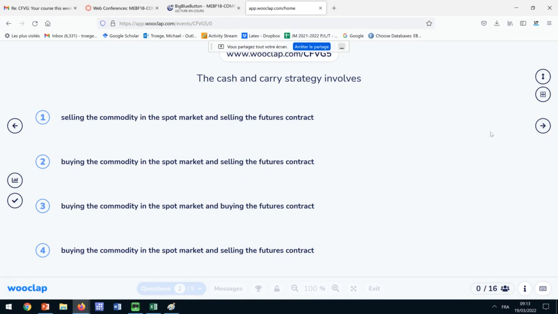Selling the commodity in the spot market and selling the futures contract, buying in the spot market, selling the futures, buying in the spot market, buying the futures contract, buying the commodity. You can see it. There's four combinations of buying and selling in spot and future markets. So which one is it?